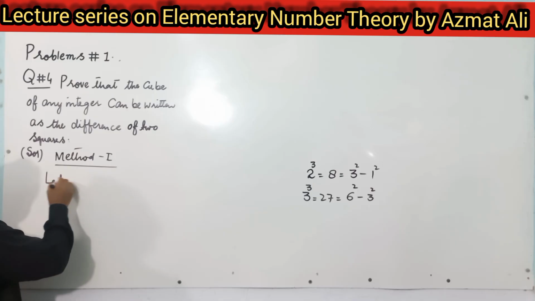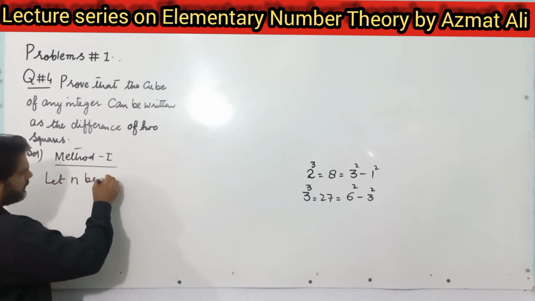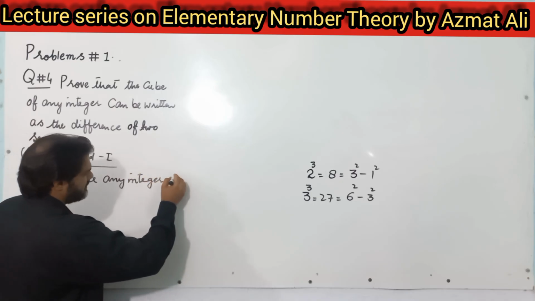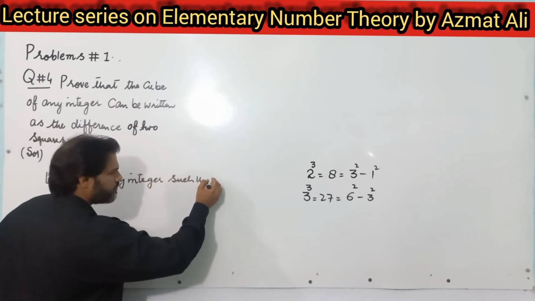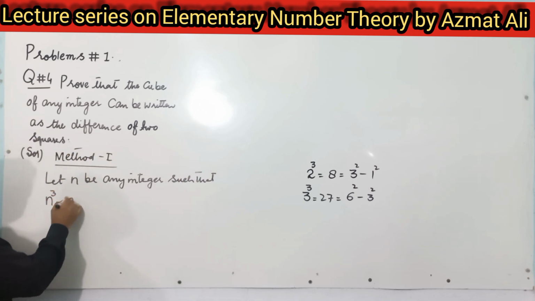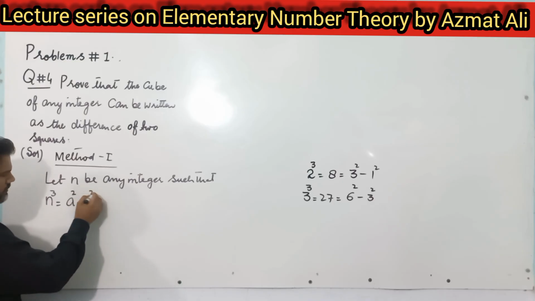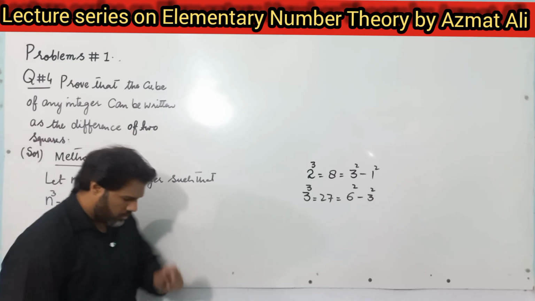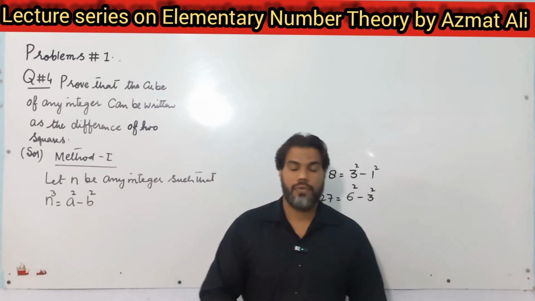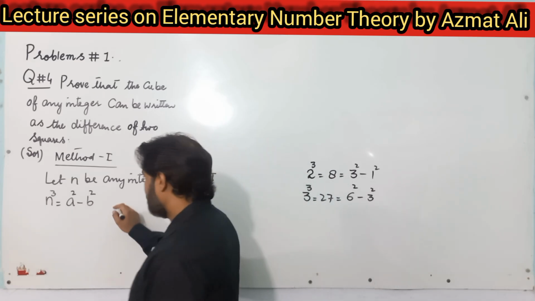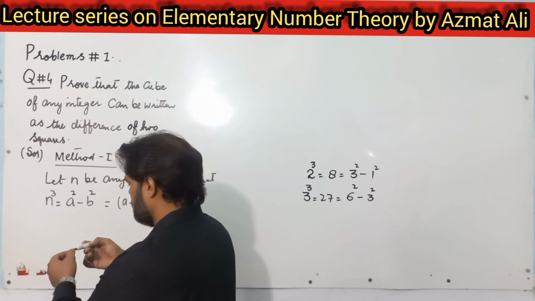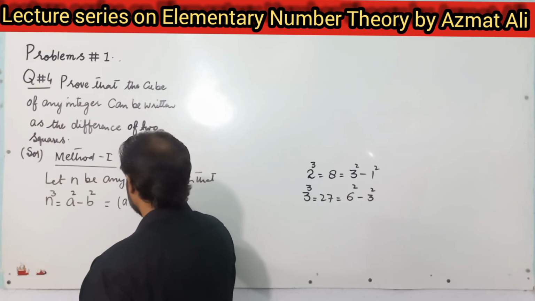Let n be an integer such that the cube of n is the difference of two squares, a square minus b square. So now my target is to find the values of a and b in terms of n. We can further write it as (a minus b) into (a plus b).